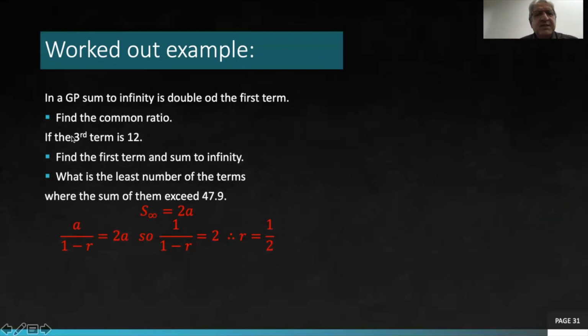So it says that the third term is 12. The third term means u3, which is a times r to the power of 2, with r being 0.5. Therefore, this is actually 1 over 4. Then you multiply this side with 12 divided by 1 over 4. You are going to get a is equal to 48. Therefore, the first term is 48.